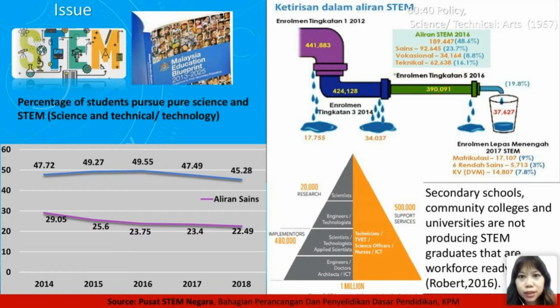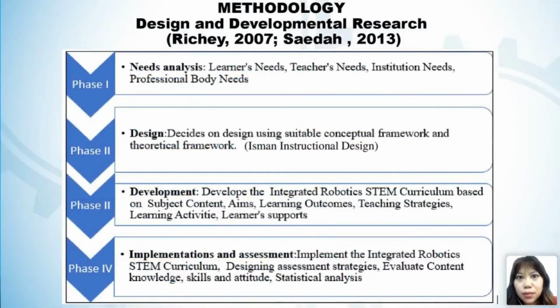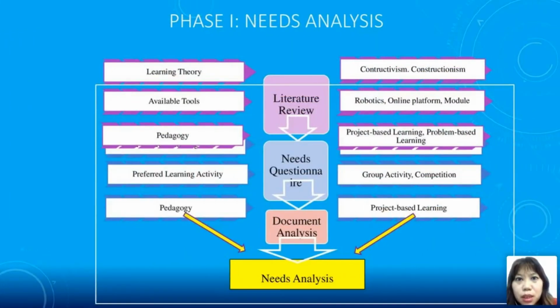It is used to increase the interest in students towards STEM education. The methodology used is DDR, Design and Development Research, which has 4 phases. The first phase is needs analysis. Second phase, design. The third phase, development. And the final stage is implementation.